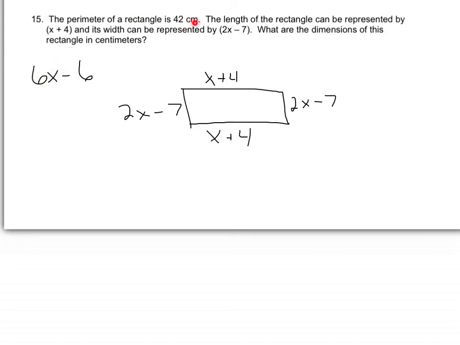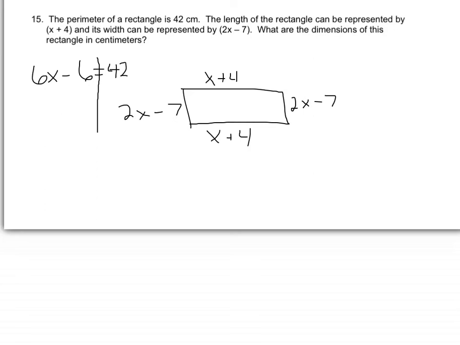The problem also tells me that the perimeter is 42 centimeters. So since that same rectangle is 42 and it is this as the perimeter, I can set them equal to each other. Okay? So it equals 42. Now I can solve it for x.